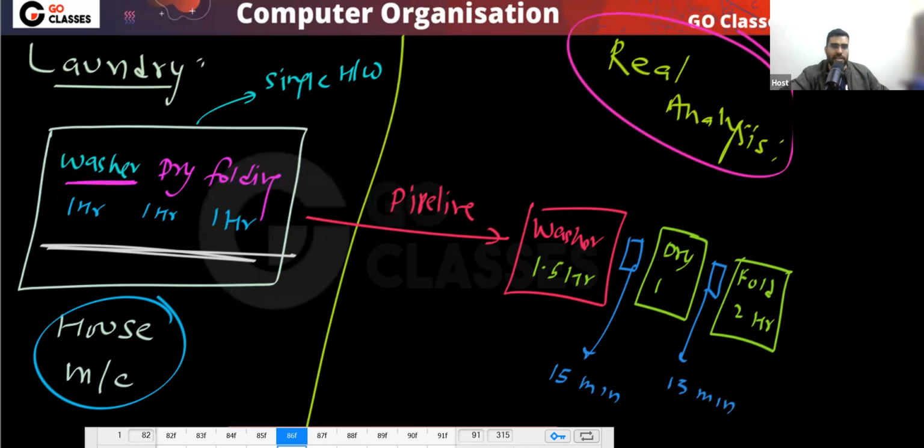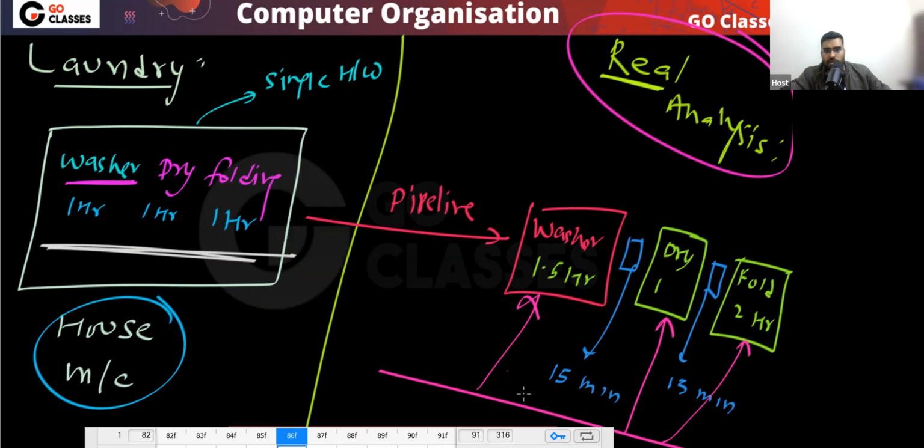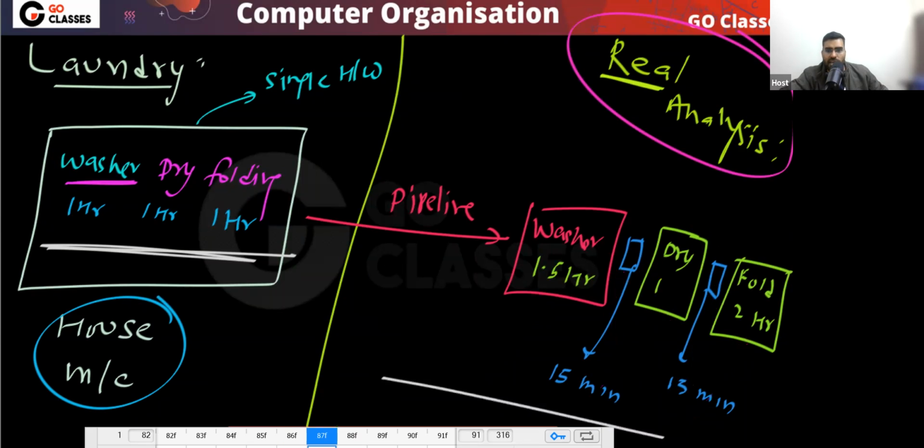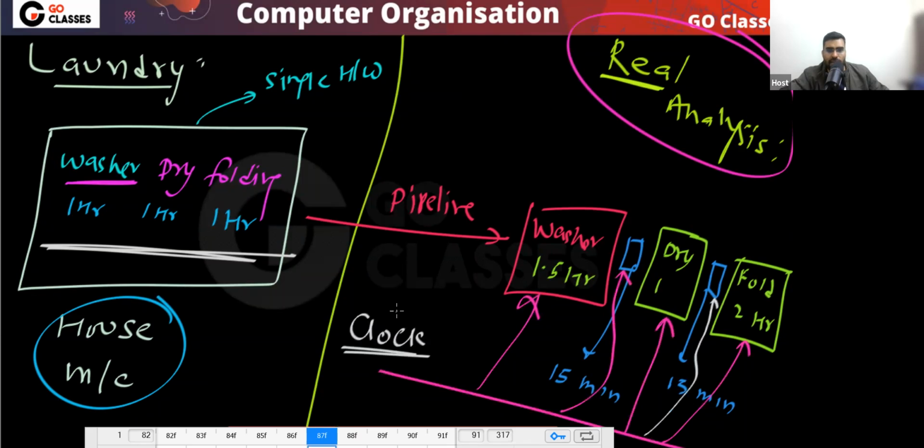Now I'm asking you a simple question. In this real analysis, what should be the one cycle time? Because you should understand that all of them are synchronized by the same clock. All these stages and all these entry stage buffers are synchronized by the same clock. So what should be the clock cycle time?